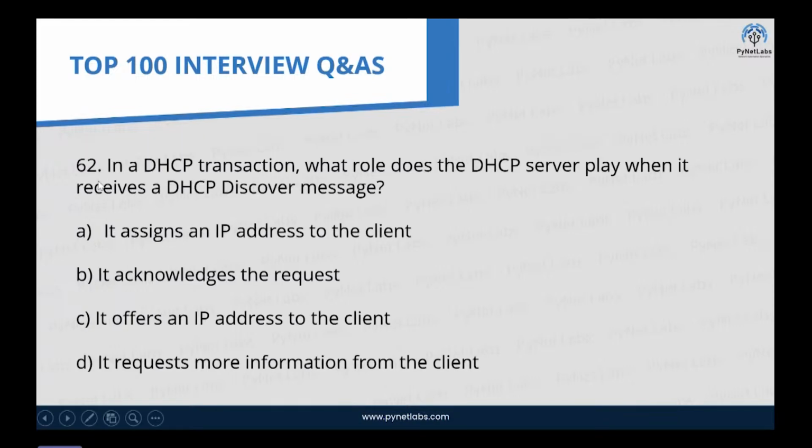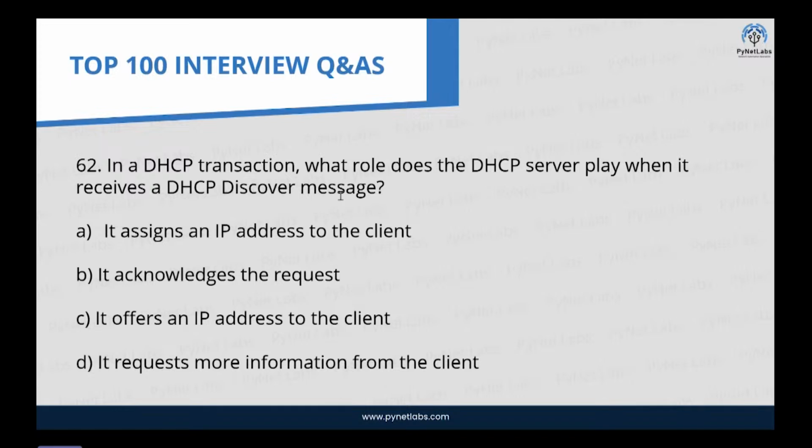Going on to question number 62. In DHCP transactions, what role does the DHCP server play when it receives a DHCP discover message? So we got some options here. A says assigns the IP to the client. B says acknowledge the request. C says it offers an IP address to the client. And D says it requests more information from the client.